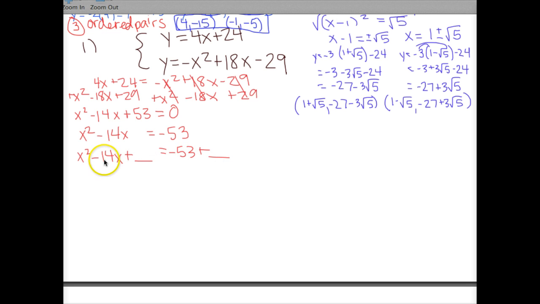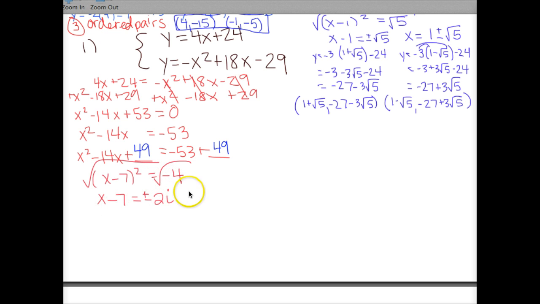So negative 14 divided by 2 is negative 7. Negative 7 squared is positive 49. Because there was nothing to factor out, which means it was a 1, that means this one is also a 49. So then factor on the left side, that's x minus 7 squared equals negative 53 plus 49 is negative 4. So then square root both sides. X minus 7 equals plus or minus 2i, because it's a negative under there.